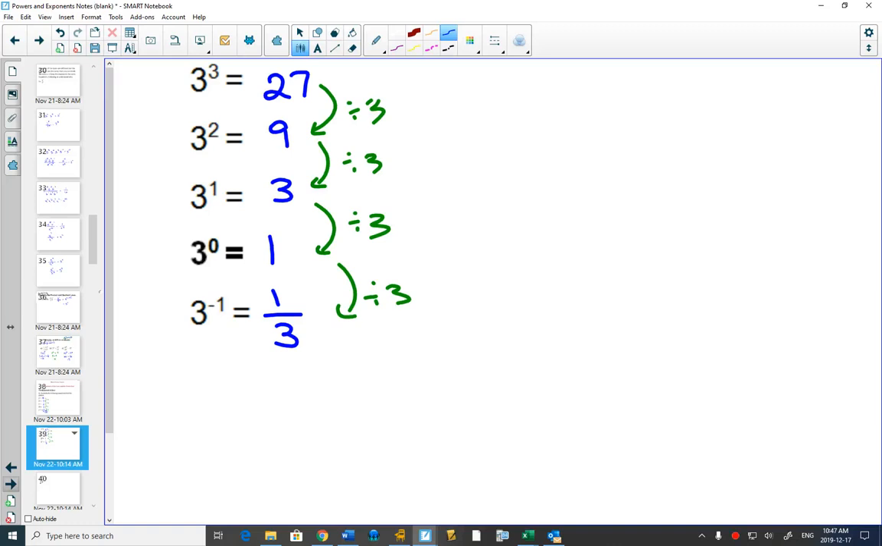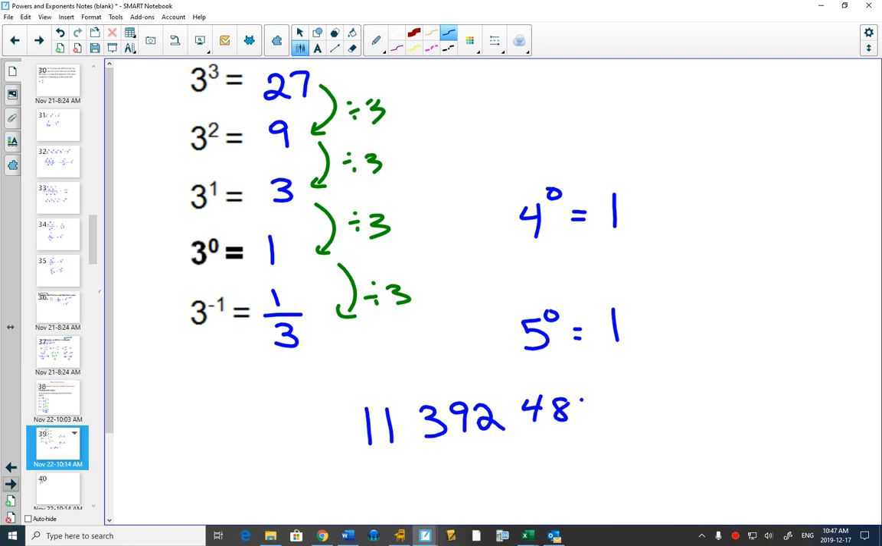Okay, now I'm not going to give you the pattern. I'm just going to ask you, what do you think 4 to the 0 is going to be? What do you think 5 to the 0 is going to be? What do you think 11,392,481 to the 0 is going to be? Okay.